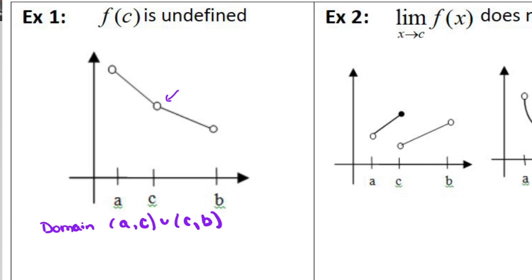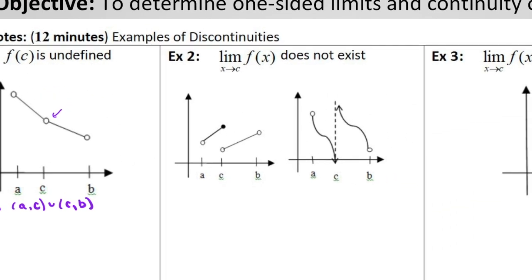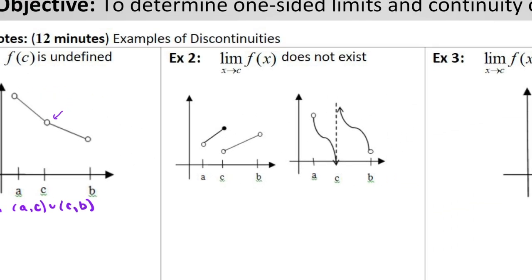When we think about example 2, the limit as x approaches c does not exist for either of these examples. Now the first one, it doesn't exist because there is a jump. And when there's a jump, we call that a jump discontinuity. The second one in example 2 also has a problem at c. The limit does not exist there. This is a vertical asymptote.